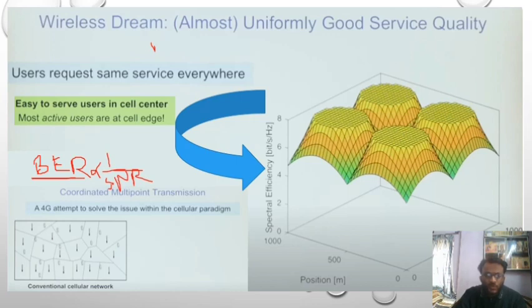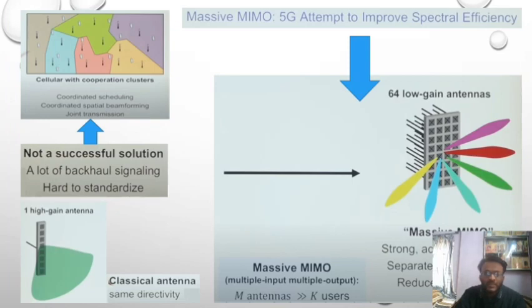Can we achieve this with a conventional cellular network, where there is one access point in a particular cell and the cells do not overlap with each other? In this condition, 4G attempted to solve this issue within the cellular paradigm. So how to solve this? In that condition, cellular networks with cooperation clusters are used, and they are not overlapping. Coordinated and scalable coordinated spatial beamforming techniques are used there, but a lot of signaling is still hard to standardize even in that condition.